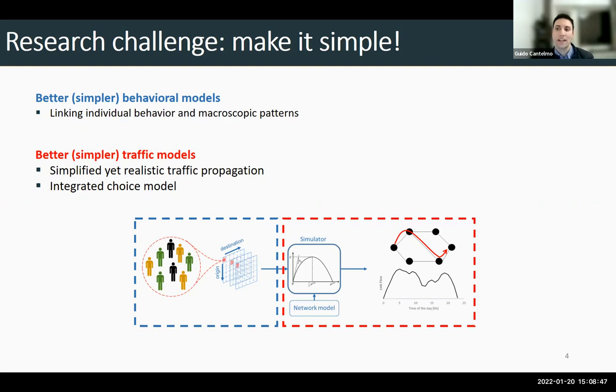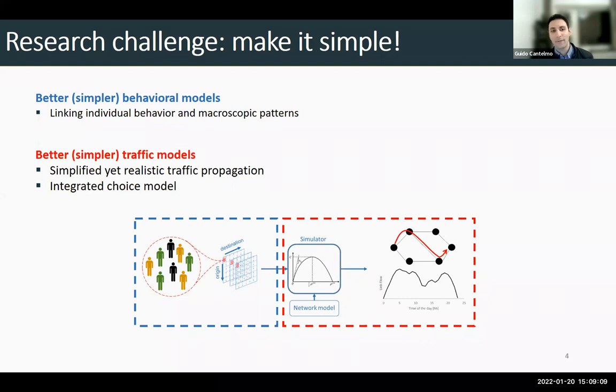We can model pretty much everything, but many models are extremely complicated. And the same goes for traffic models. We can model autonomous vehicles. We can model pretty much everything. But of course, also in this case, traffic models can become very complicated. And the research point here is we cannot just keep making things complicated all the time.